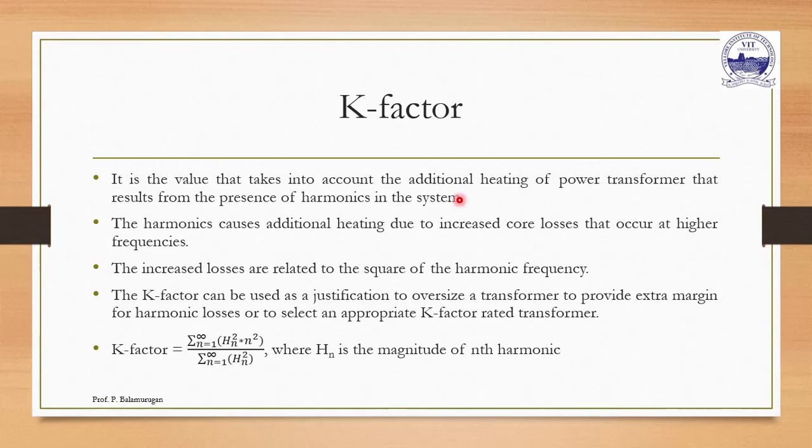So the K factor is measured as summation n equal to 1 to infinity hn square into n square divided by summation n equal to 1 to infinity hn square, where hn is the magnitude of the nth harmonic. So the K factor is a must in a system for providing oversizing of the transformer.